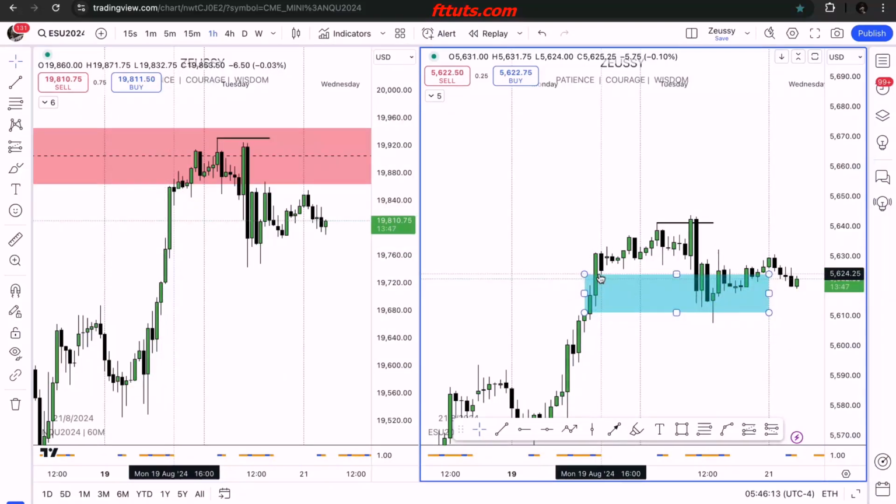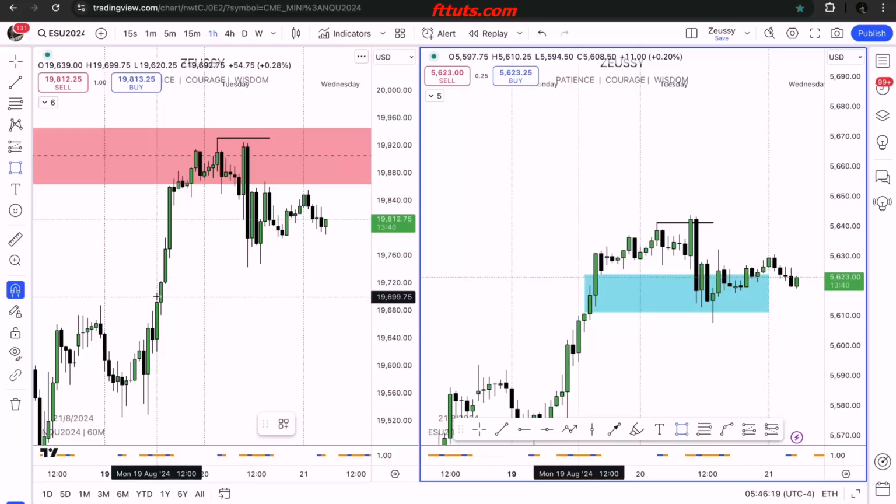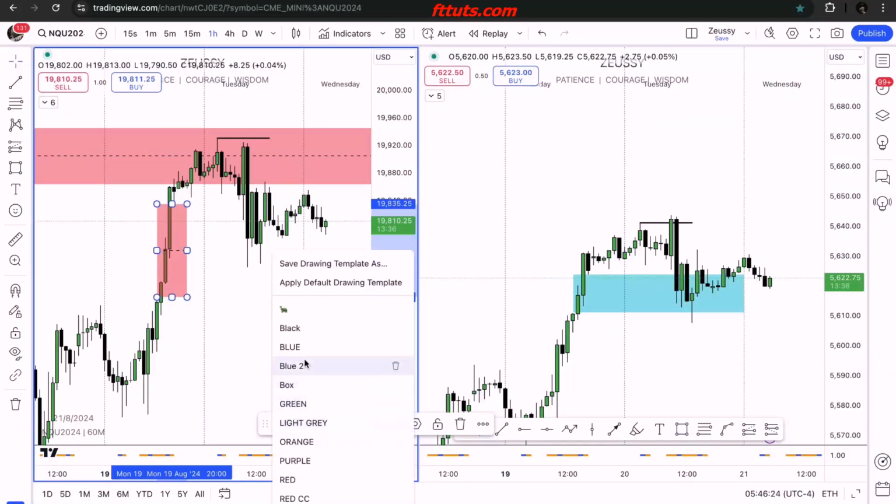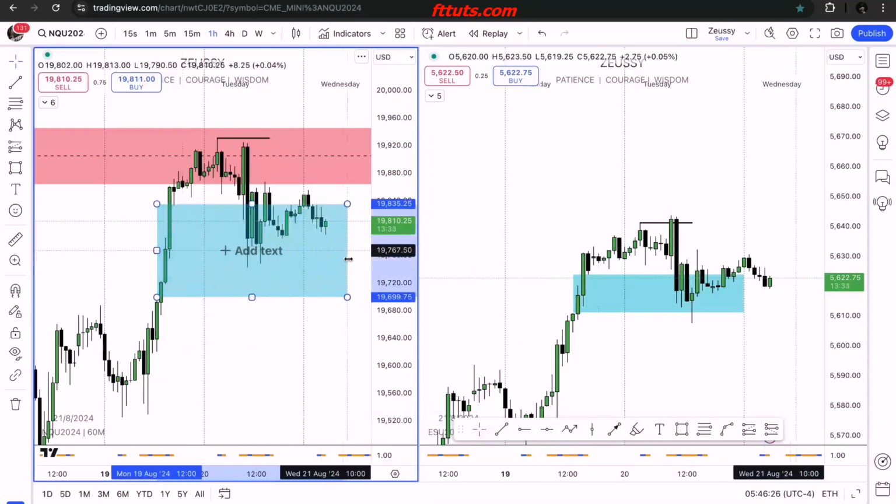This sequence of imbalances being from this imbalance to this imbalance here, and on Nasdaq from this imbalance right here, the lowest imbalance, to the highest imbalance. This is currently the price range that we're working with. That right there was the draw on liquidity.